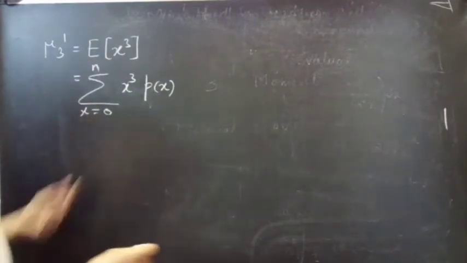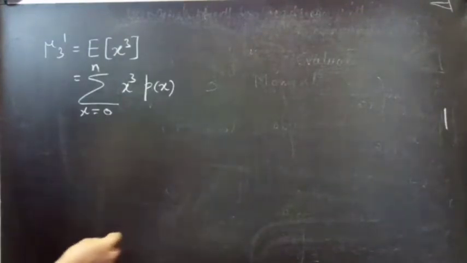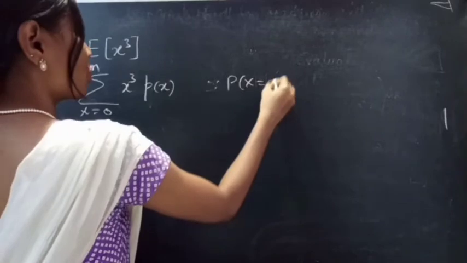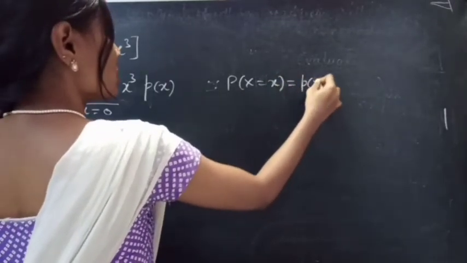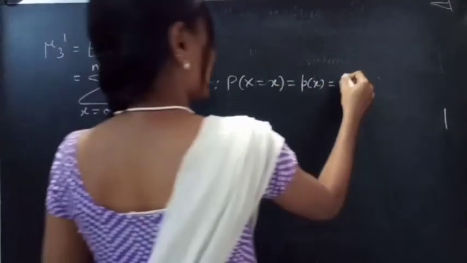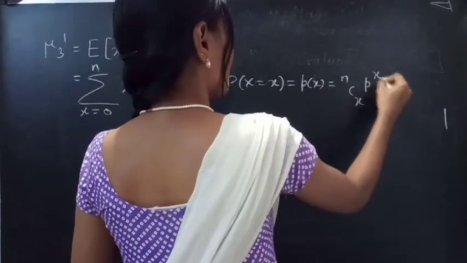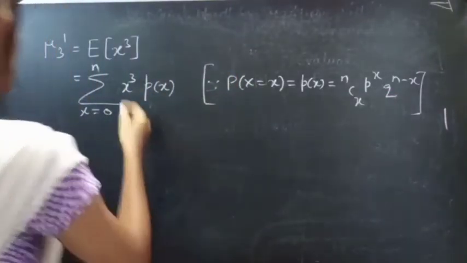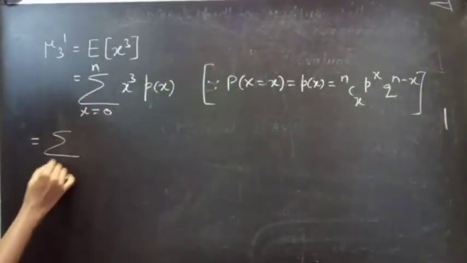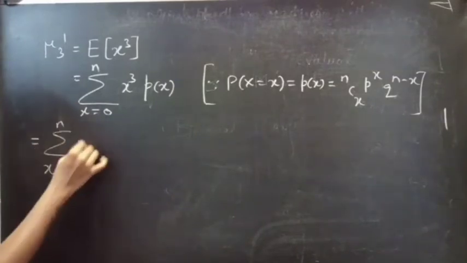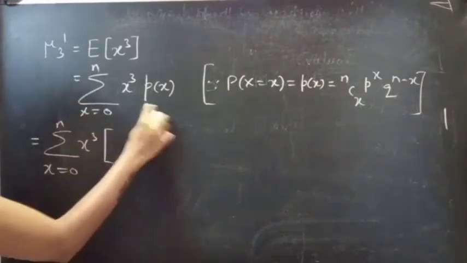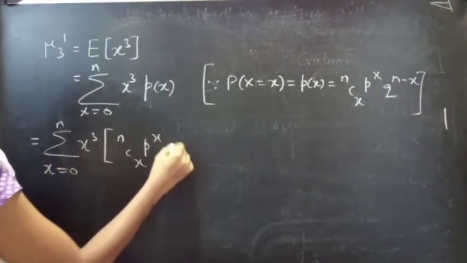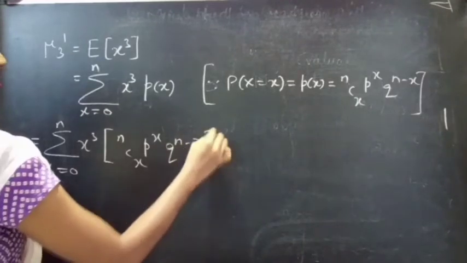Here p of x is a probability mass function. Since the probability mass function of the binomial distribution is nCx p power x q power n minus x, you would write it as summation x equals 0 to n of x cube into nCx into p power x into q power n minus x.